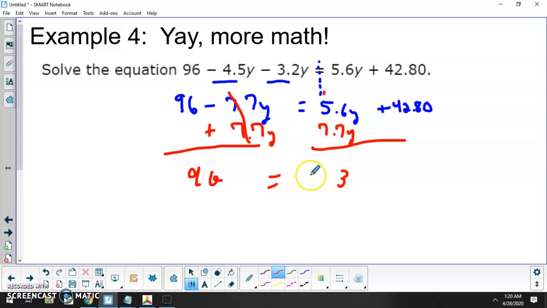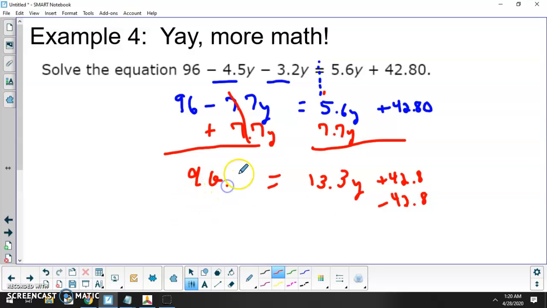Carry the 1, 12, 13. Okay, so we have 13.3y, and we have 42.8 there. Now, this 0.80, I'm not sure why they kept that 0.80 there. All right, now we've got to do a two-step with decimals. A little bit tricky, but not too bad.